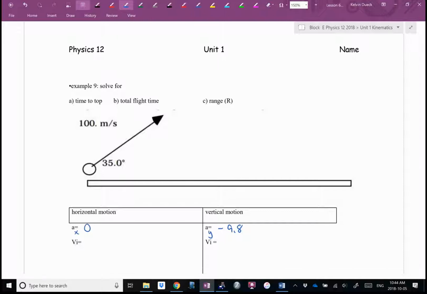This is being launched at an angle above the horizontal of 35 degrees, and it's being launched at 100 meters per second. We're going to break this up into components. We're going to break this up into Vx and Vy initial. Why didn't I put an initial on the Vx? And I'm going to remind myself, even subconsciously, any chance that I get.